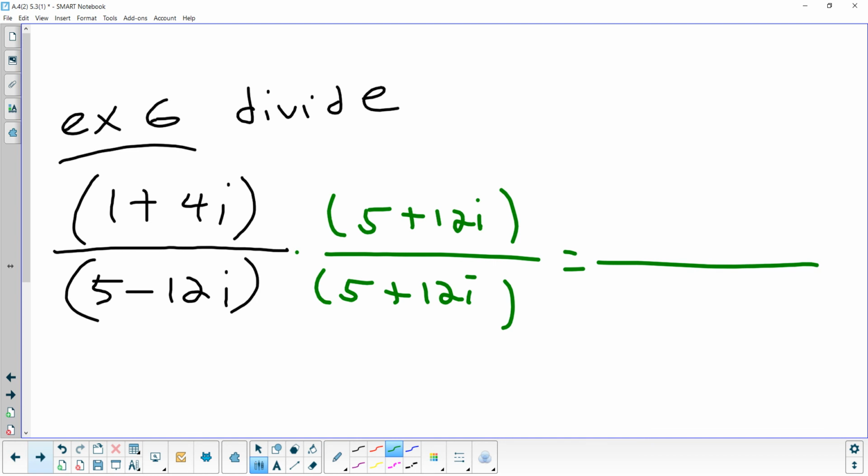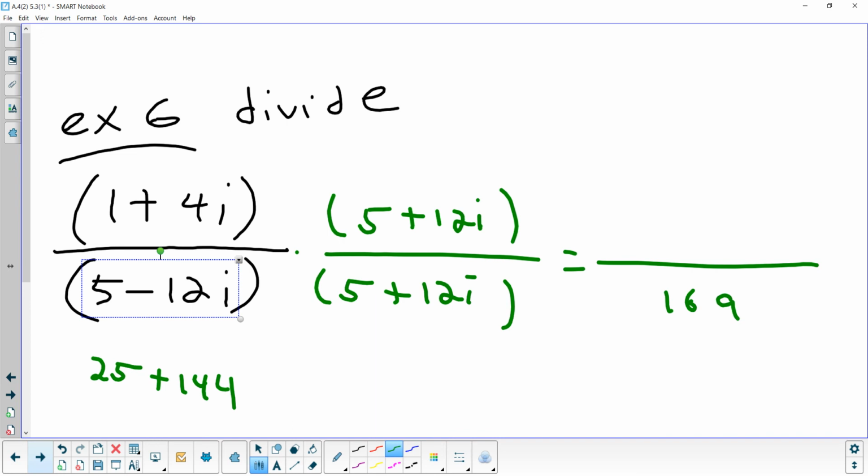And the bottom, that's going to be pretty quick to do. What's 5 squared? 25. What's 12 squared? 144. What's 25 and 144? 169. Bottom is done.